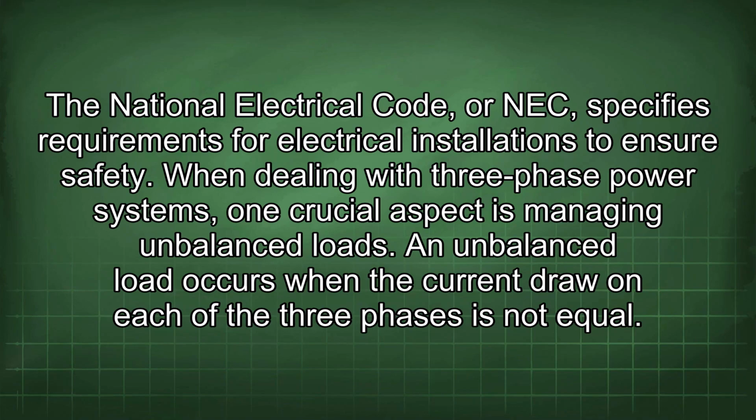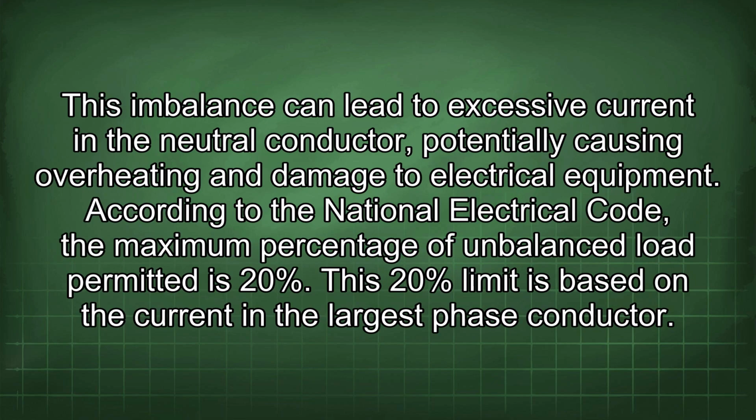The National Electrical Code, or NEC, specifies requirements for electrical installations to ensure safety. When dealing with three-phase power systems, one crucial aspect is managing unbalanced loads. An unbalanced load occurs when the current draw on each of the three phases is not equal. This imbalance can lead to excessive current in the neutral conductor, potentially causing overheating and damage to electrical equipment. According to the National Electrical Code, the maximum percentage of unbalanced load permitted is 20%.